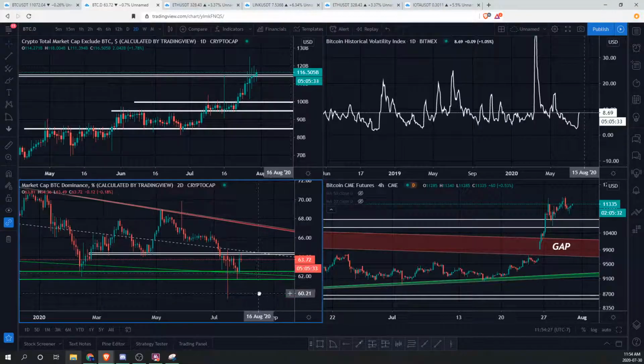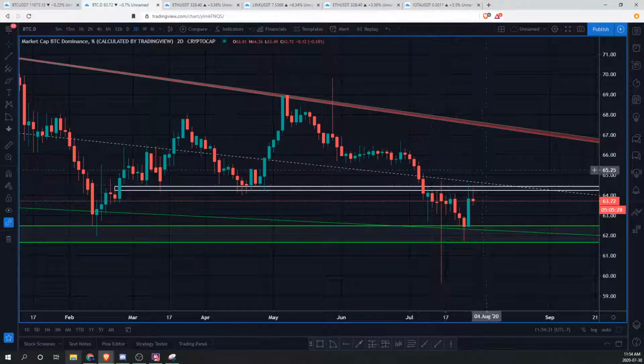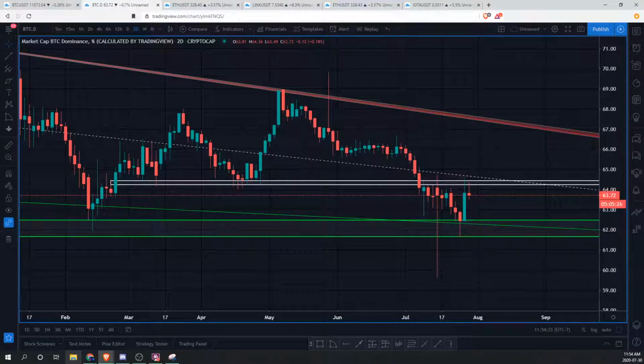And then we also see the market cap for BTC dominance move to the downside, holding this previous support as a new level of resistance. That's really great to see.